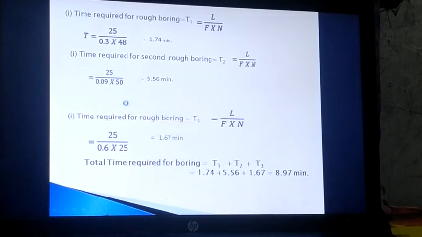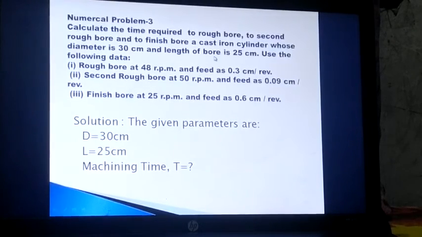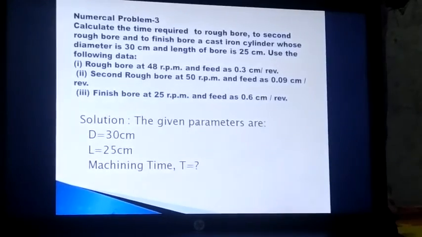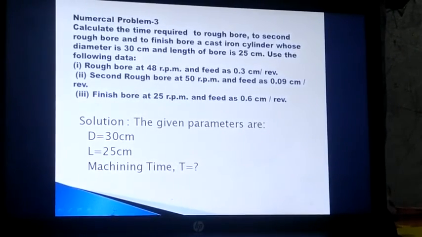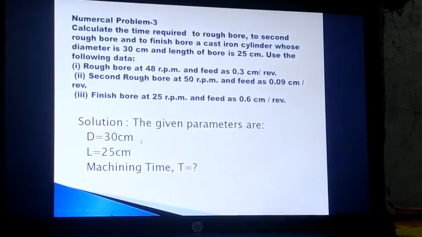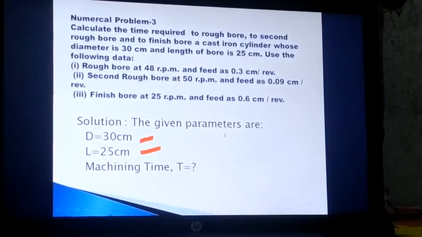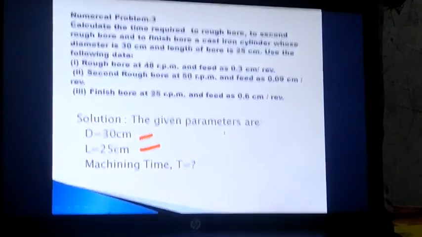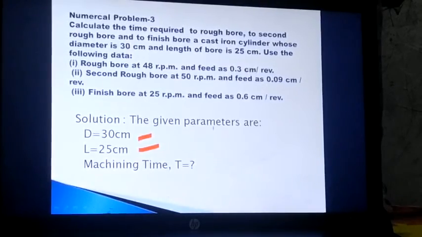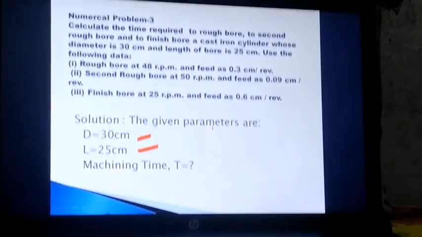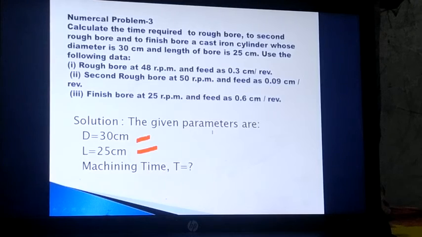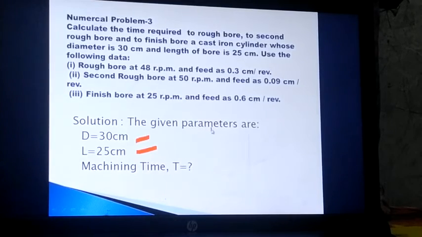So the diameter given is 30 cm and the length of the bore is 25 centimeter. Now we have to complete this boring operation in 3 steps, and we have to calculate the total machining time.